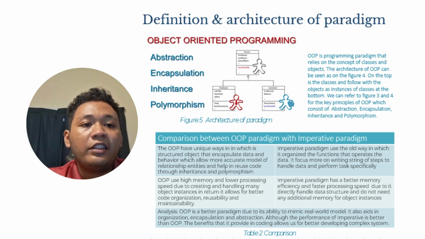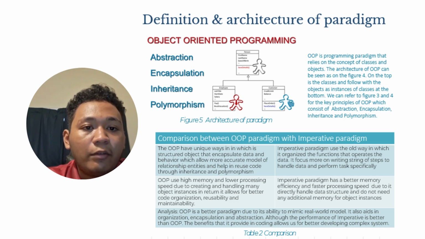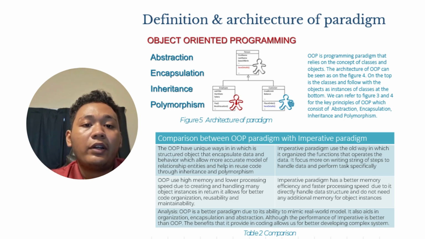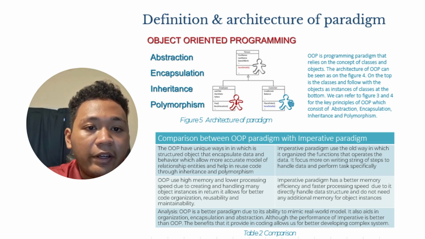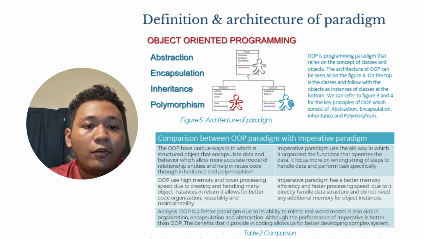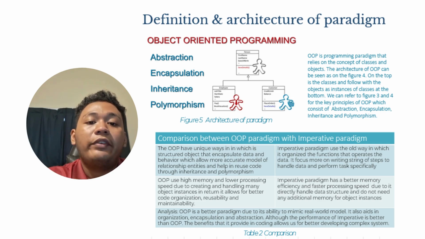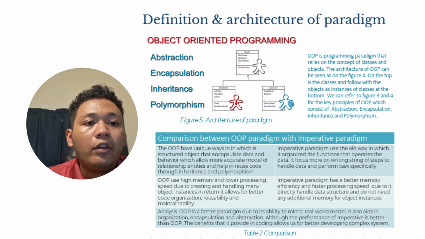Next, we're going for the definition and architecture of paradigm. So from figure 5, you can see that OOP is a programming paradigm that relies on the concept of classes and object. The architecture of OOP can be seen on the figure 5, which is the architecture of paradigm. On the top is the class and follow with the object as instances of classes at the bottom. We can refer to figure 3 and 4 for the key principle of OOP, which consists of abstraction, encapsulation, inheritance, and polymorphism. Okay, next we're going for the comparison of OOP and imperative.